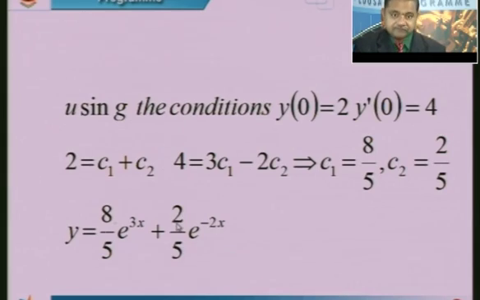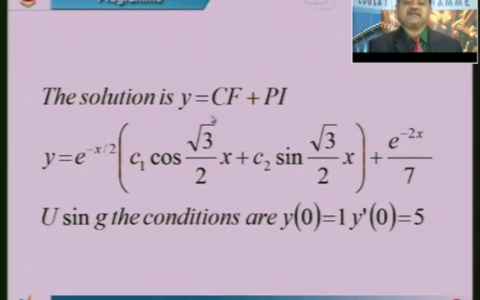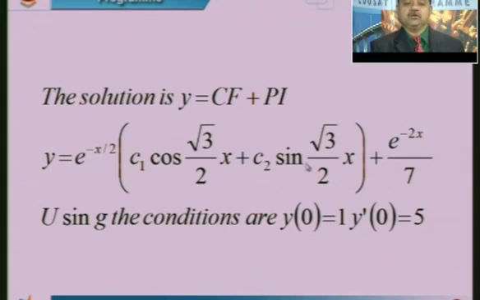Same way, the last example, one more example I have shown with the right hand side, type 1, I took e power minus 2x. As usual this is known, only this is extra for you now. y of 0 is 1, y dash of 0 is 5, but this question is familiar to you, a type 1 problem. Write the auxiliary equation, roots, complementary function. It is e power minus 2x, type 1, replace d by a minus 2, you will get the solution. So this is the complete solution.